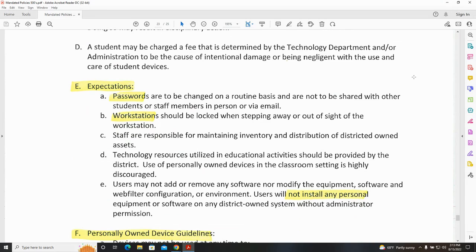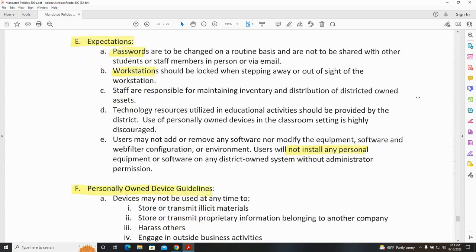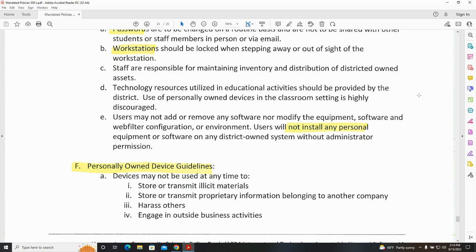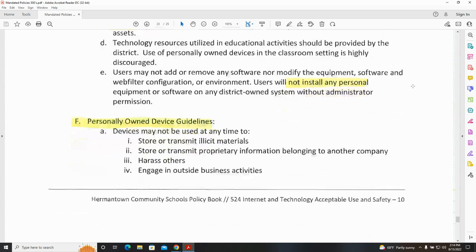Some expectations are to make sure that you use adequate passwords that cannot be copied or found out easily, and make sure you monitor your workstation and lock it whenever you are not at your desk. Also, make sure to not install any personal equipment or software on district-owned devices.